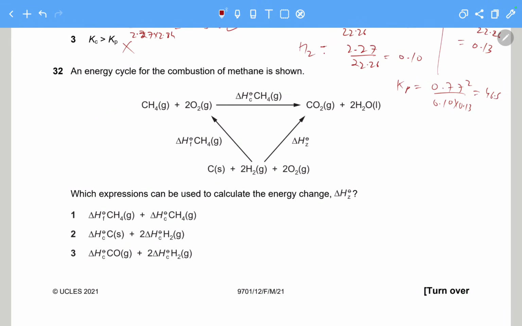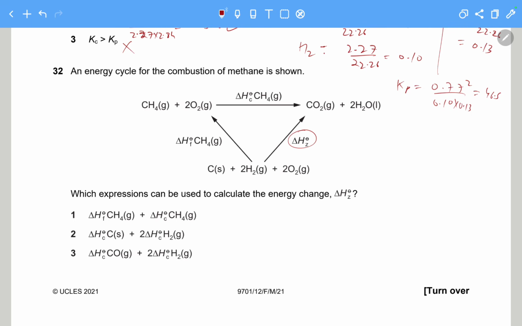An energy cycle for the combustion of methane is shown. So this is the energy cycle. Which expressions can be used to calculate the energy delta Hz? So this is delta Hz. Delta HF naught CH4 plus delta HC CH4.